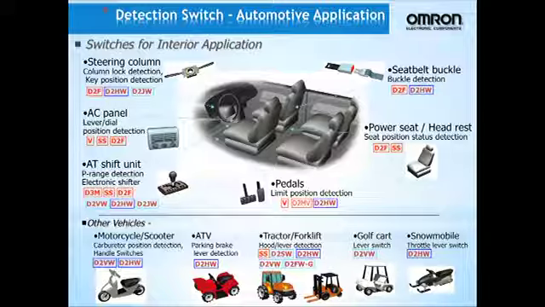It can also be used on other vehicles, so for instance on a motorcycle or a scooter, on the handlebar you could have brake light detection, carburetor position detection. Similar on an ATV, parking brake detection, various other types of detections. On a tractor or forklift, hood lever detection, determine if the hood's open or closed. On a golf cart, lever switch detection. On a snowmobile, throttle lever.